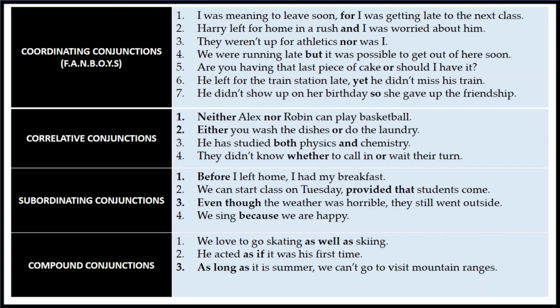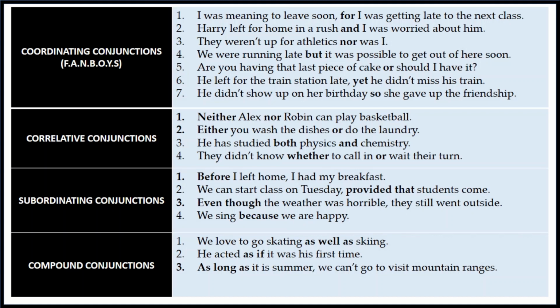Now these are two independent clauses. I was meaning to leave soon. Let's say that you stop here, I was meaning to leave soon. It is a complete sentence and it also makes sense. What is a sentence? A sentence is a structure that has a subject, verb, and an object or a complement. I was meaning to leave soon. I, subject, was meaning, verb, to leave soon. What were you meaning? To leave soon. So it's an object. So it's a sentence. Therefore, independent clause 1.